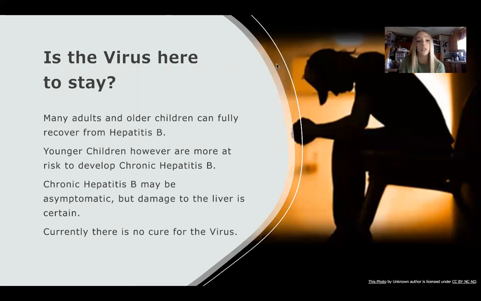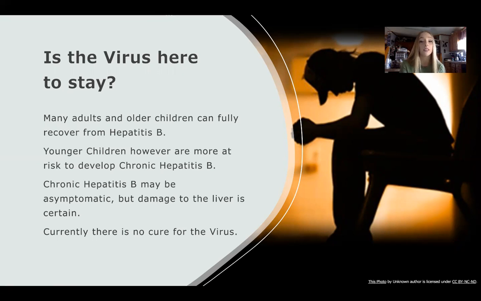And is the virus here to stay? Well, many adults and older children are really not at a high risk because even if they do contract it, their immune system is more adept to handling it. Now, younger children and immunocompromised people are more at risk to develop chronic hepatitis B because not only do they have a longer time to deal with this virus, their immune system just doesn't know how to correctly fight it. And even chronic hepatitis B can be asymptomatic.